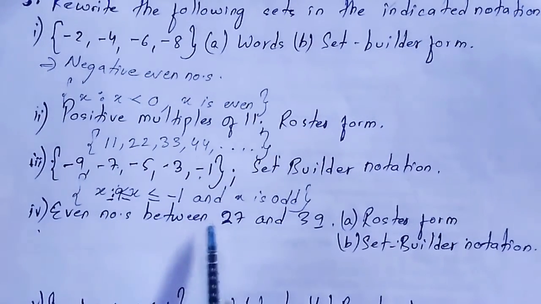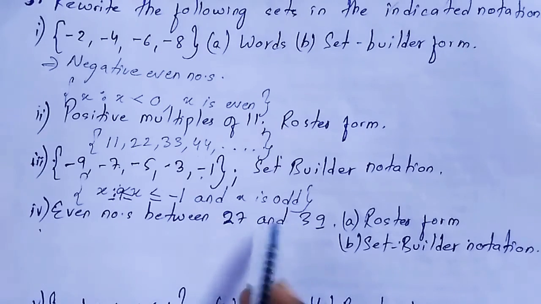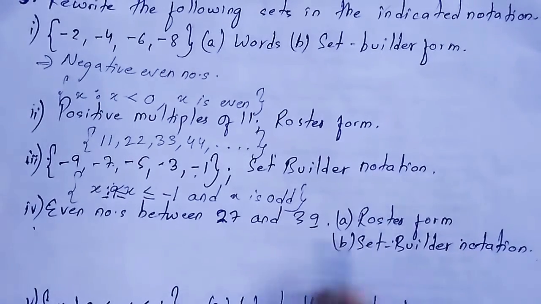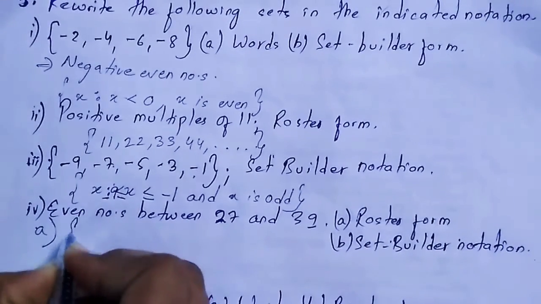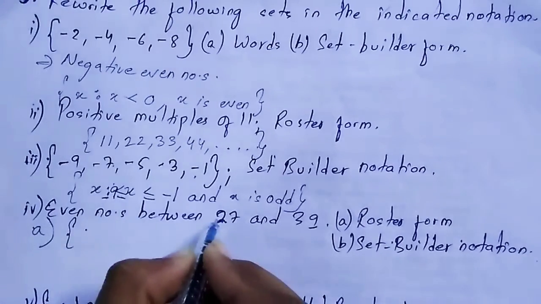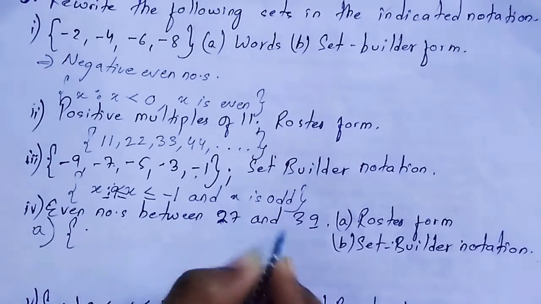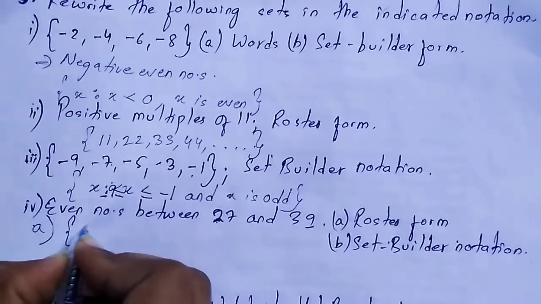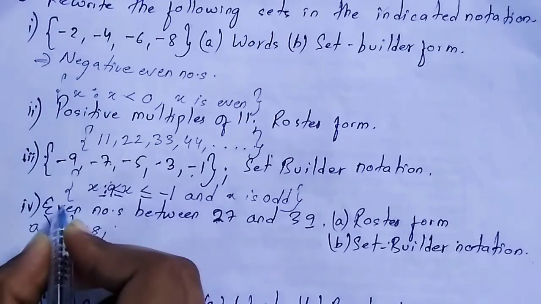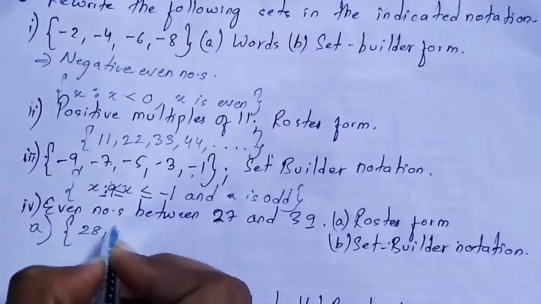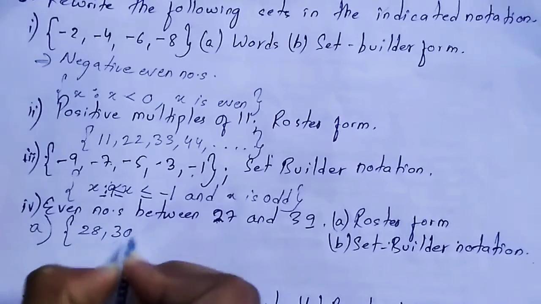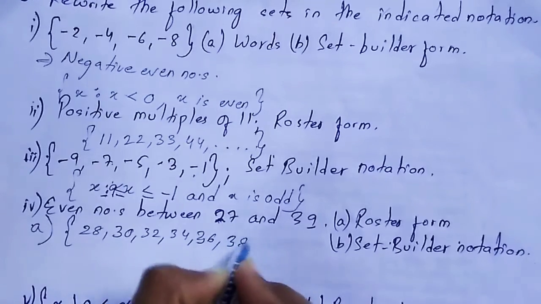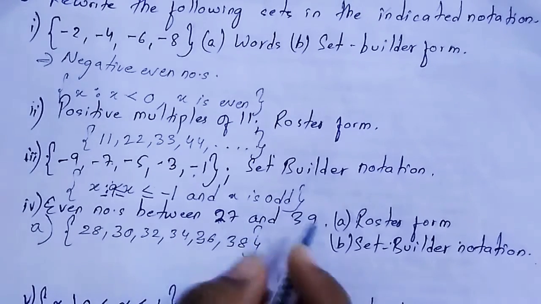Next number, even numbers between 27 and 39. So you need to write all the even numbers that come in between 27 and 39. You have to write it in roster form first. So I'm writing in roster form. Even numbers between 27 and 39. That means 27 and 39 will not be included. You have to write all the numbers that come in between. So it will be 28 and even numbers. 28 is even, then 29 is not even, 29 is odd, so you need to write 30. After that 32, 34, 36 and 38. So these are all the even numbers that come in between 27 and 39.